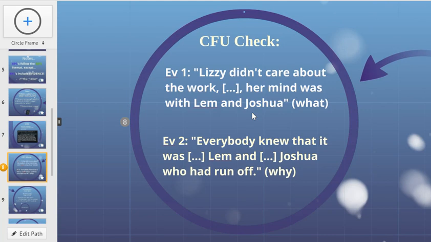Her being concerned about Joshua and Lim is the same thing as her having her mind on Joshua and Lim versus her work. And then the other piece was looking at the reason why, which was she was concerned because they had run off the night before. And this evidence here literally said, these were the two who had run off.